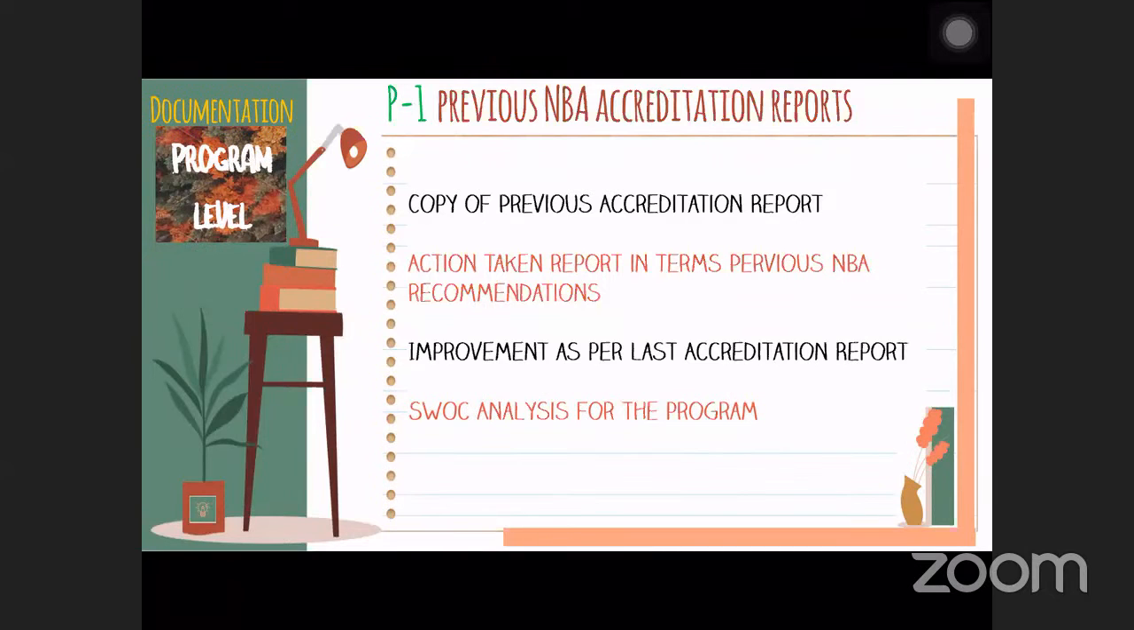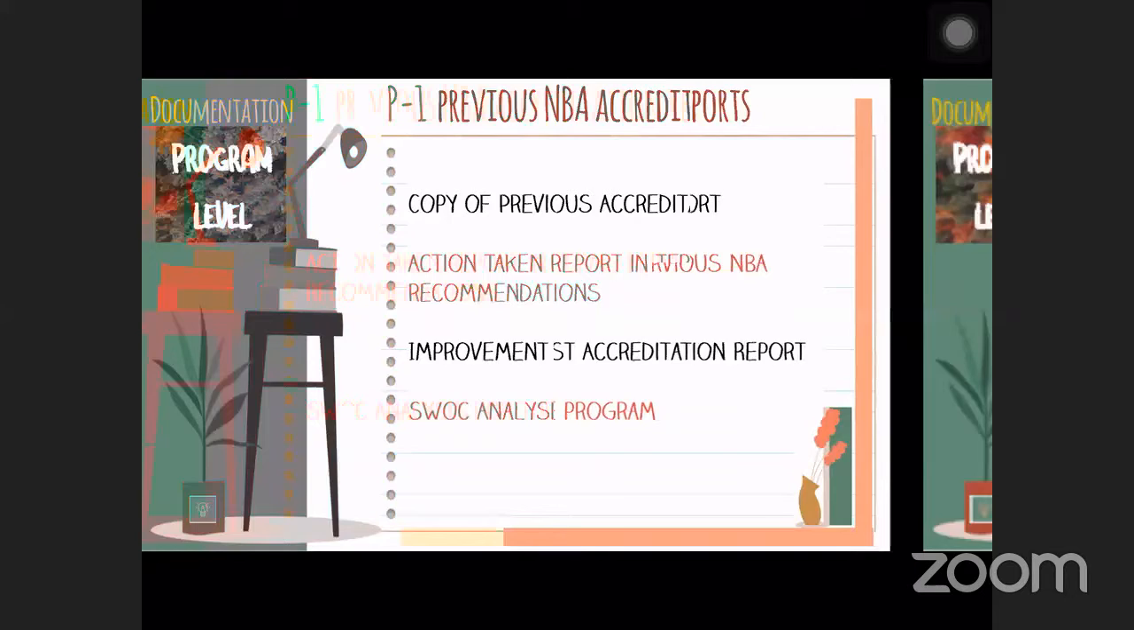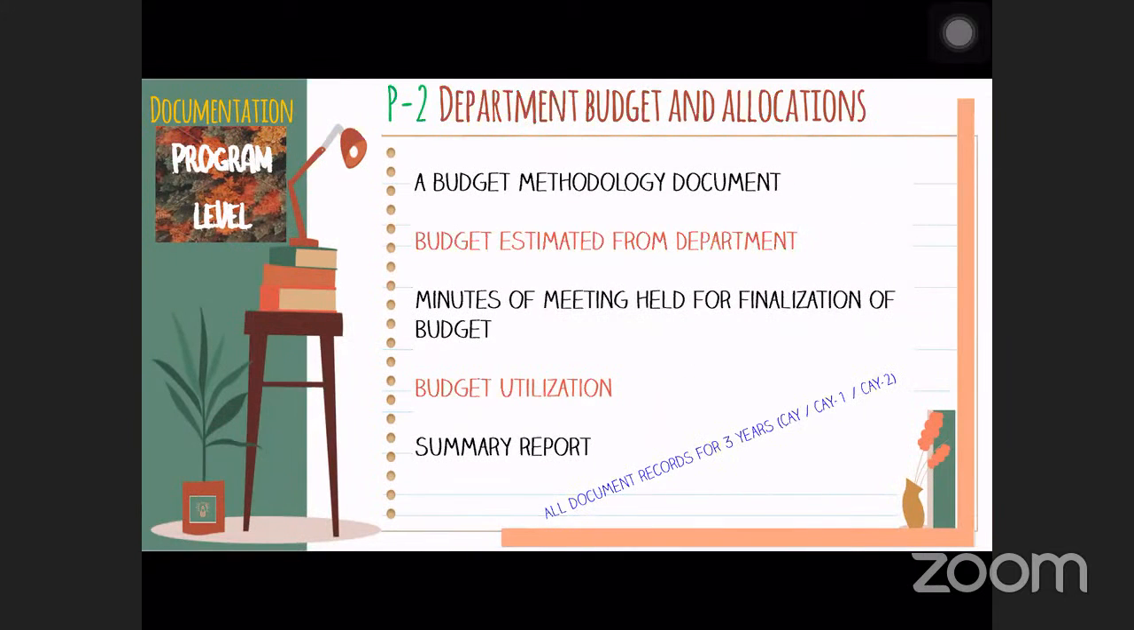The SWOT analysis is nothing but the analysis of your program strengths, analysis of program weaknesses, analysis of program opportunities, and analysis of program challenges. Earlier, it used to be called SWOT analysis: strength, weakness, opportunities, and threats. Since threat has got a negative shade, the word threat has been replaced by challenges. So you have to have this SWOT analysis in file number 1. Move on to file number 2, department budget and allocations. Very important file.